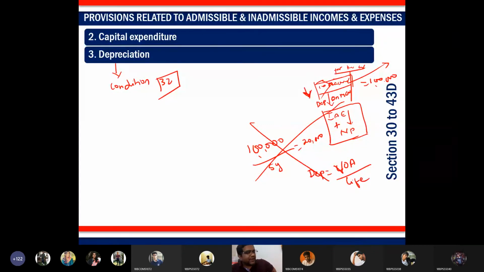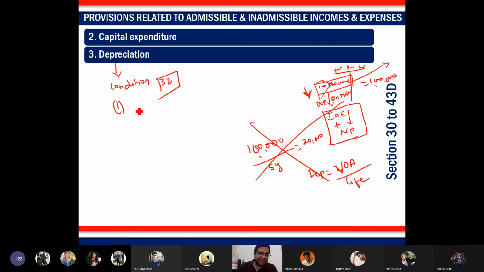Point number two: you have studied different methods of depreciation in your second PUC. There was a chapter called depreciation. From the accounting perspective, there are so many methods: straight line method, diminishing value method, annuity method. In income tax, only one method of depreciation is allowed, and that is the written down value method of depreciation.